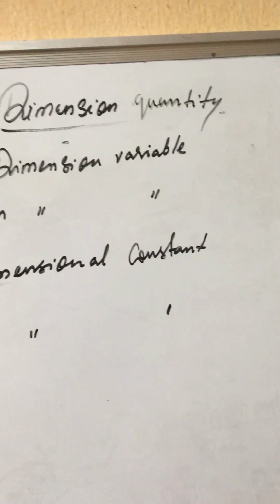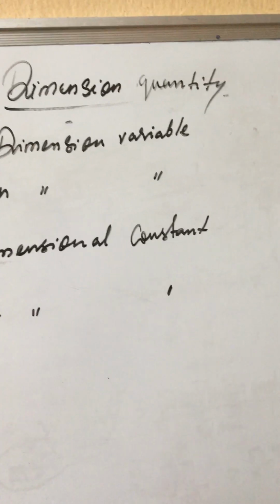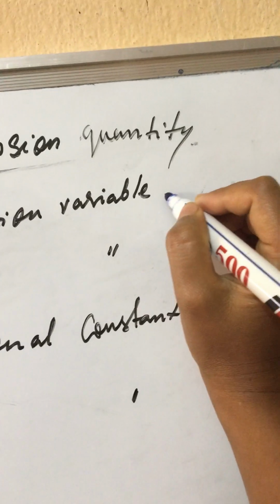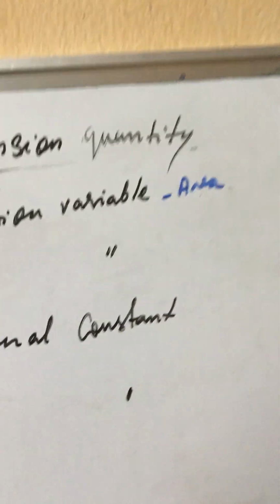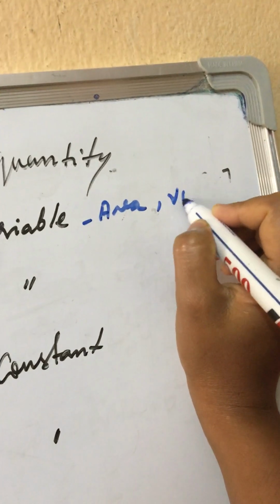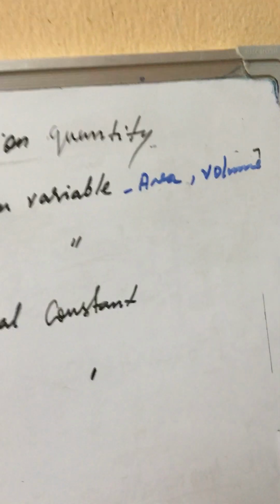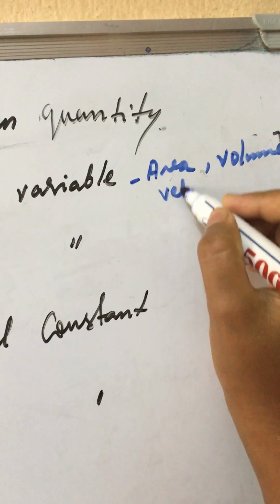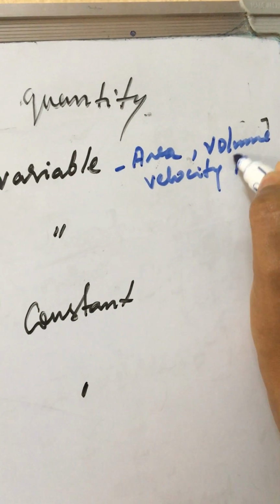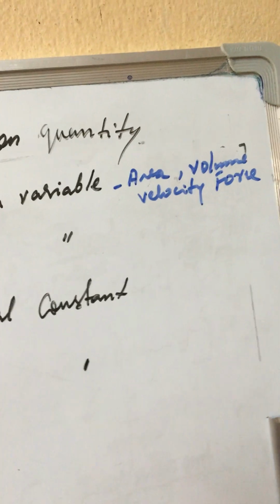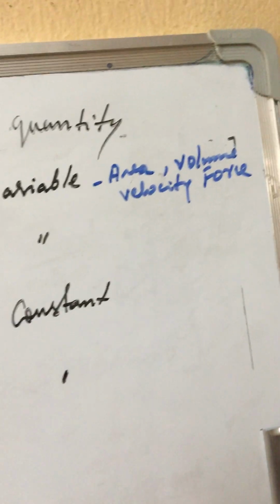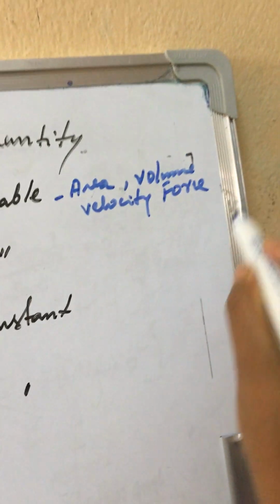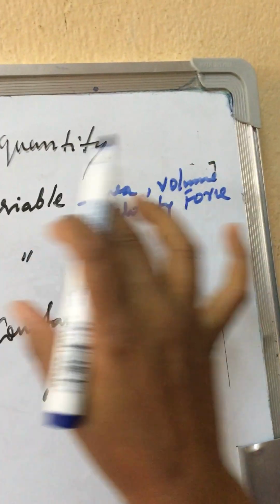Dimensional variable, like what we did just now, means those quantities which have dimension. Like we saw that area has dimension, L square. Volume too. Those which have dimension are the dimensional variables. Velocity we wrote, force we wrote. These are the quantities which have dimension, so these are the dimensional variables.